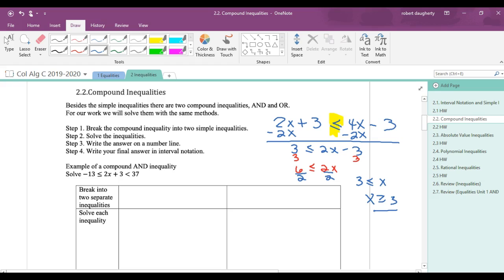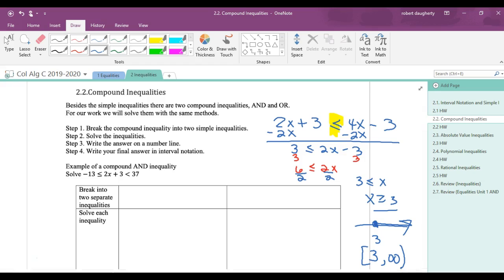So on a number line that looks like this, closed circle, shade to the right. What is that answer in interval notation? 3 to infinity. What enclosures? Bracket on the 3, always a parenthesis around infinity. So that's what we did last time, solving simple inequalities.